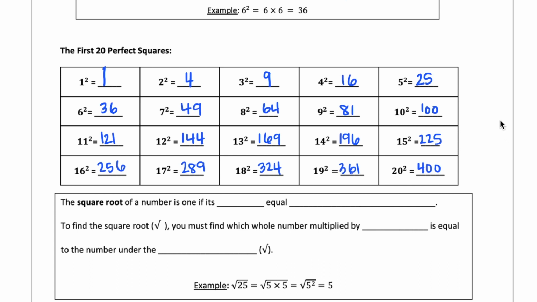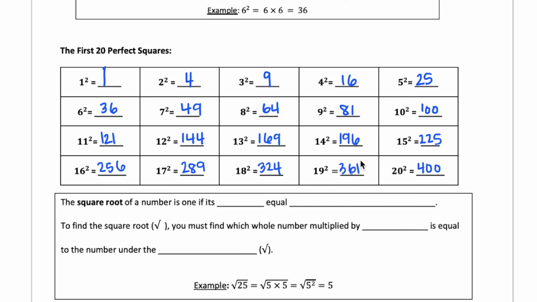Alright, hopefully you paused the video and were able to fill in most of these. Some of the higher ones might have been unfamiliar to you, but this is our list of the first 20 perfect squares, and we would get them by taking each number and multiplying it by itself. For example, 4 squared equals 16, because 4 times 4 is 16. Later on, with the big numbers, 14 squared would mean 14 times 14, and if you multiply that out, that would be 196. So there's the first 20 perfect squares.